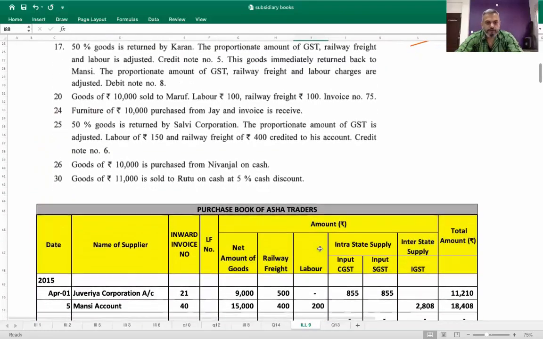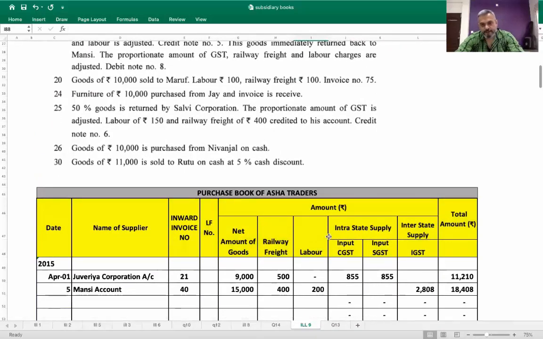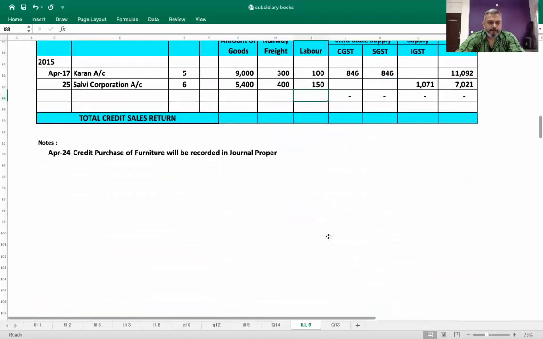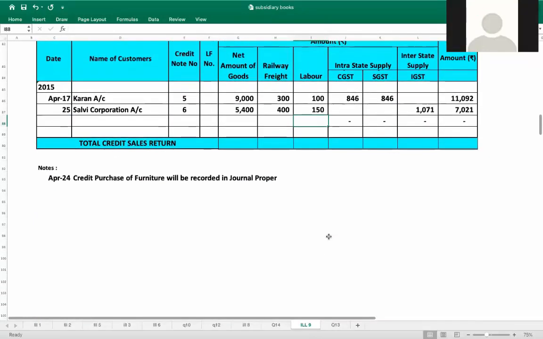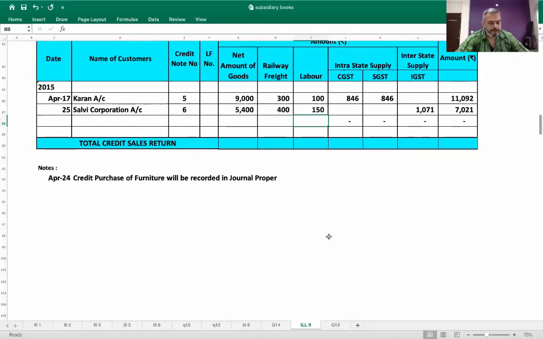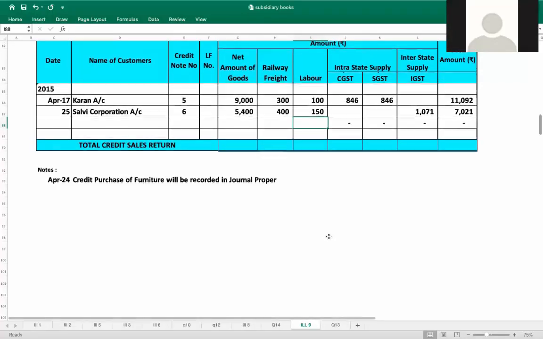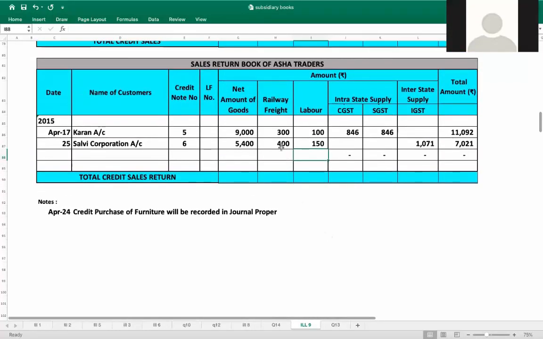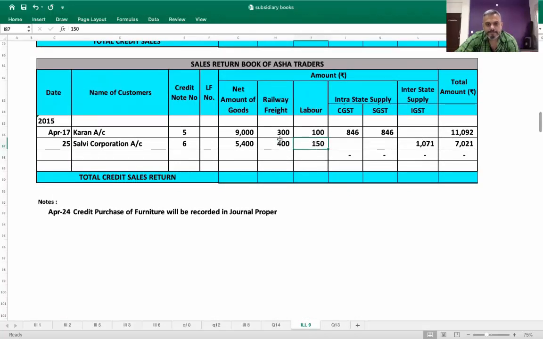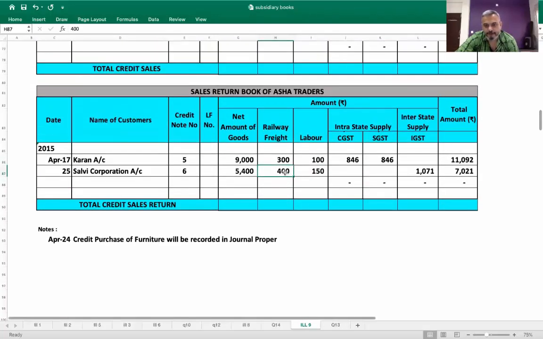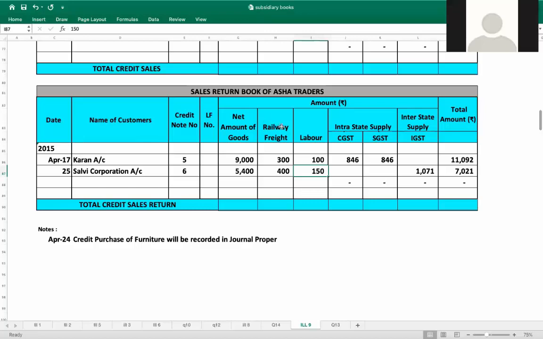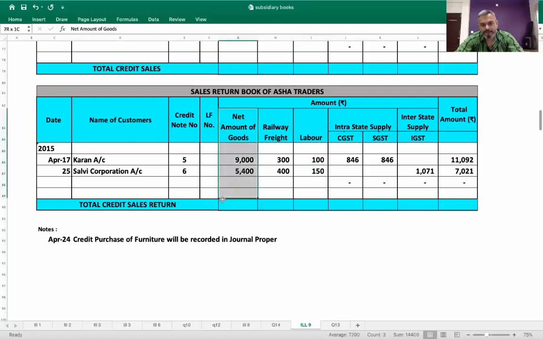Goods of 10,000 is purchased from Nivanjal on cash. Sir, हमें note नहीं लगवानी 25th transaction में. Sir, हमें લખેલું છે ને કે labor of 150 and railway freight of 200 credited to his account. It's already written in sales return because we are making columnar expense wise. If it was not columnar expense wise, we would have written a note if it was a normal sales return book. Okay.